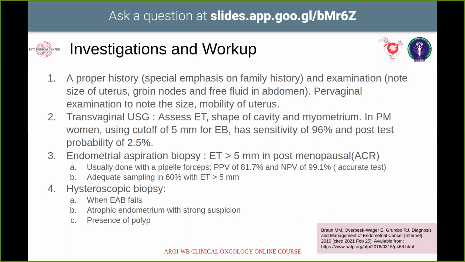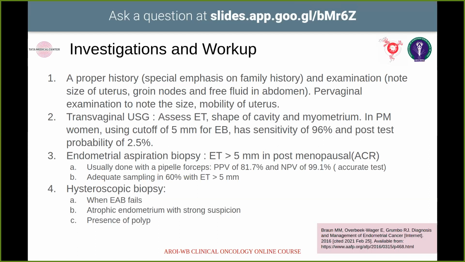A transvaginal ultrasound is helpful to assess the endometrial thickness, the shape of the endometrial cavity, and the characteristic of the myometria, including making a note of if any fibroids or endometriomas are present. In postmenopausal women, if we use a cutoff of 5 millimeters for endometrial biopsy, that is, if the endometrial thickness is more than 5 millimeters and you consider it for biopsy, it has a sensitivity of 96% for picking up an endometrial cancer. But please remember, the probability of this test being positive is only 2.5% because vast majority of the patients do not have endometrial cancers. Nonetheless, it should not deter you from doing the appropriate biopsy in a patient who is postmenopausal and has presented with this thickening of the endometrium.